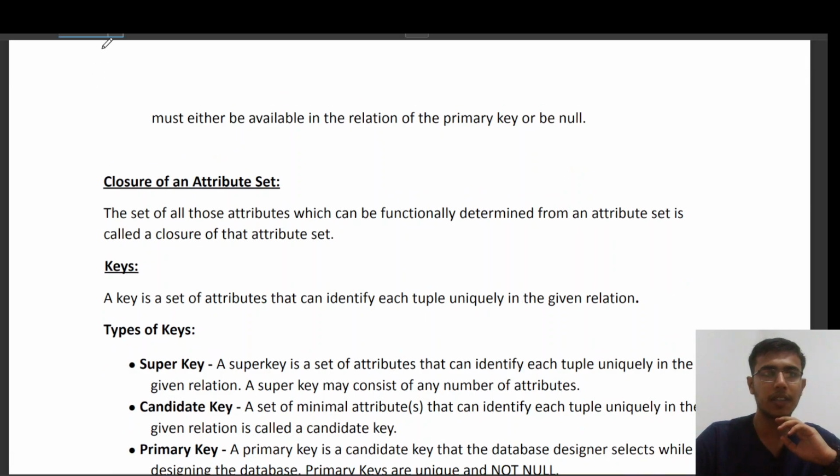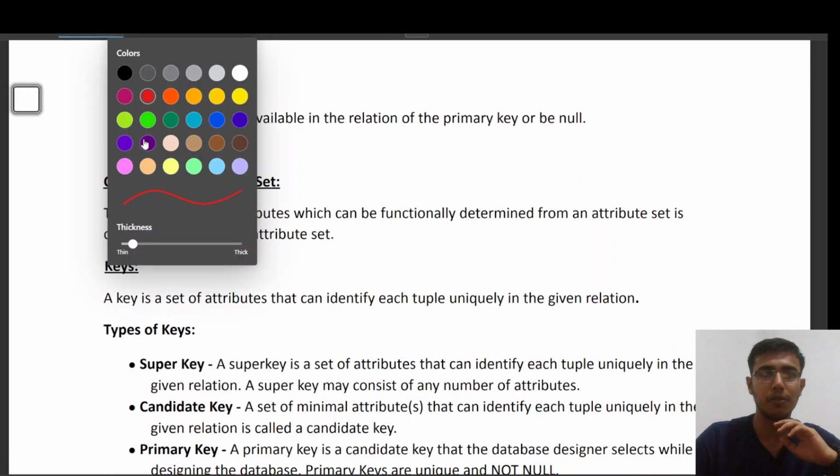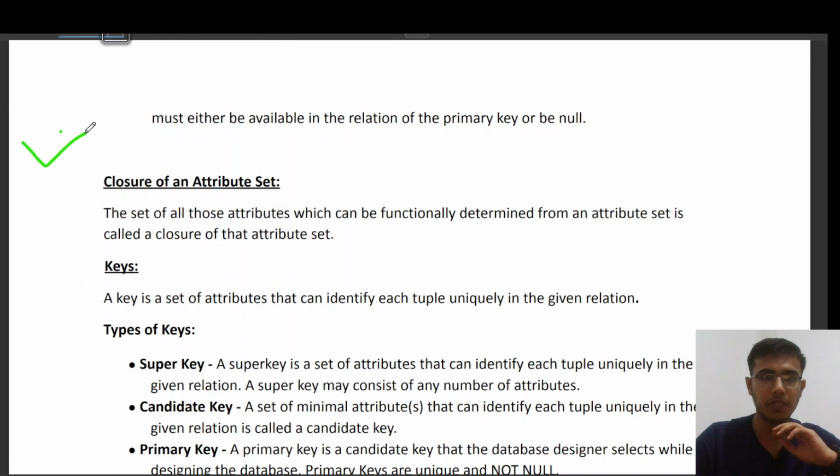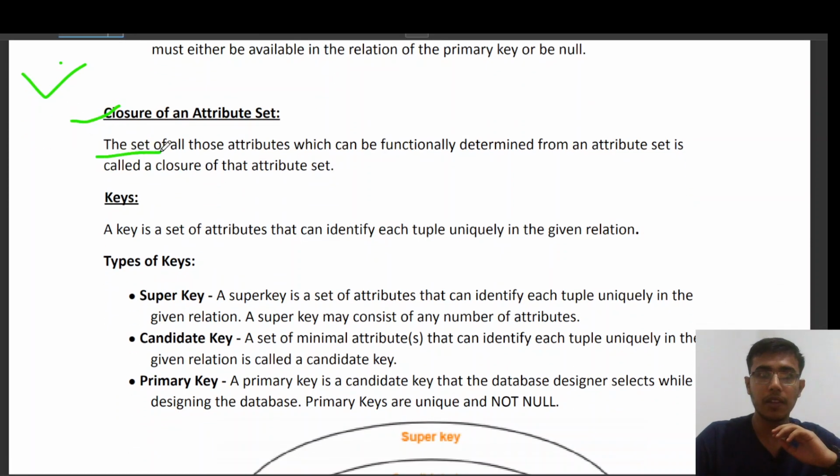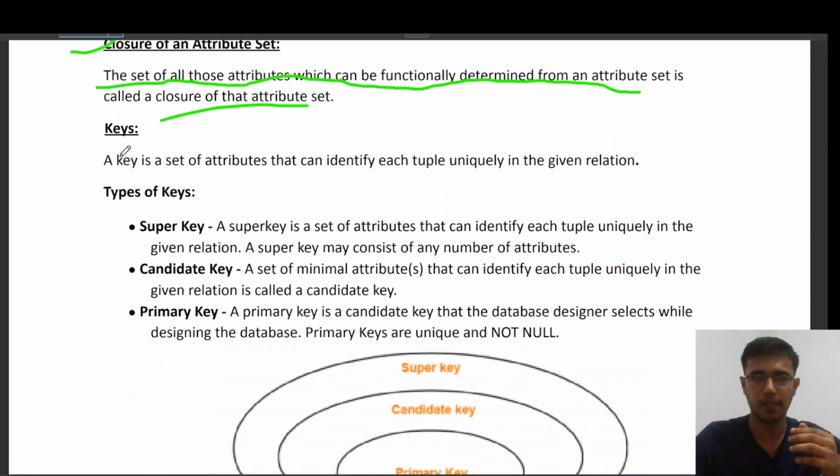Now the next thing that comes to our mind is closure. Closure is a very important concept. The set of all those attributes which can be functionally determined from an attribute set is called a closure of attributes. Right? That is what we call a closure.